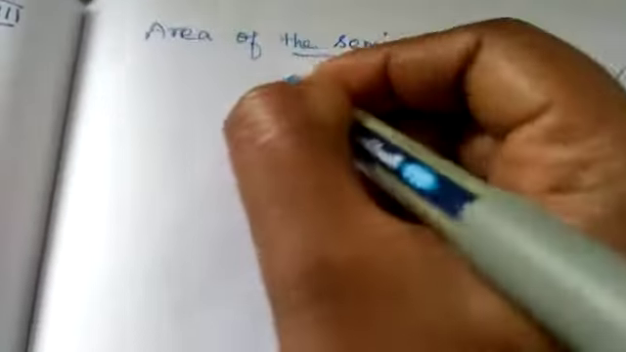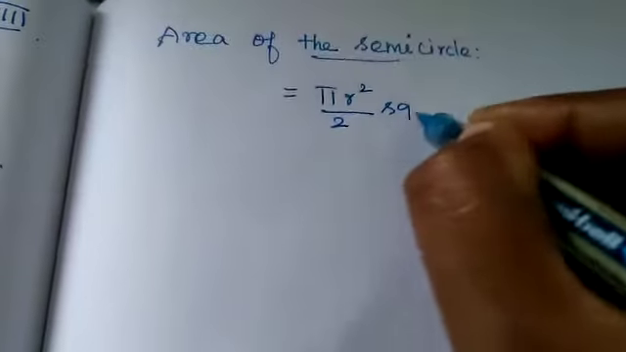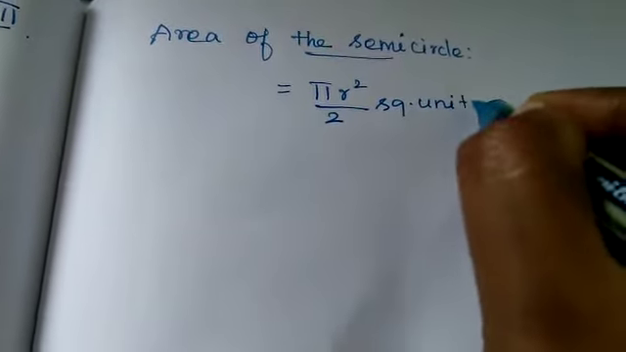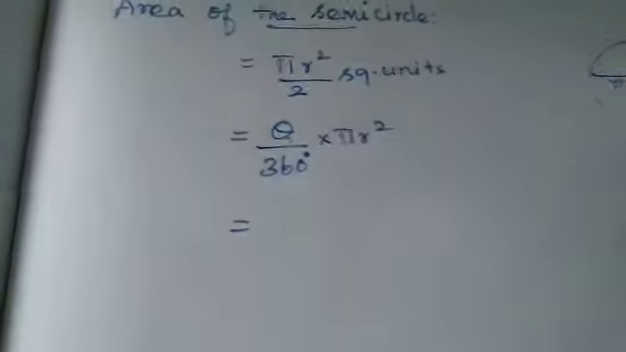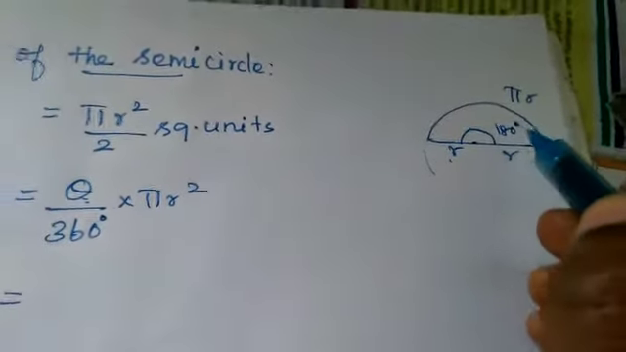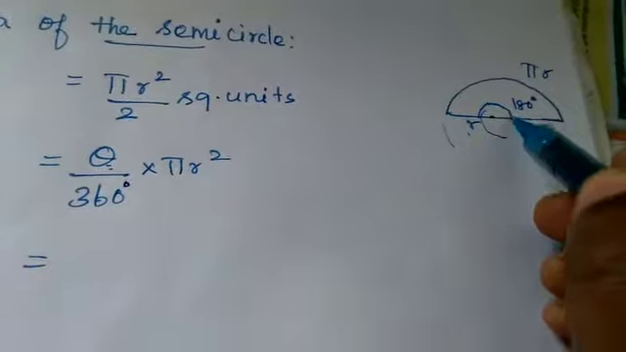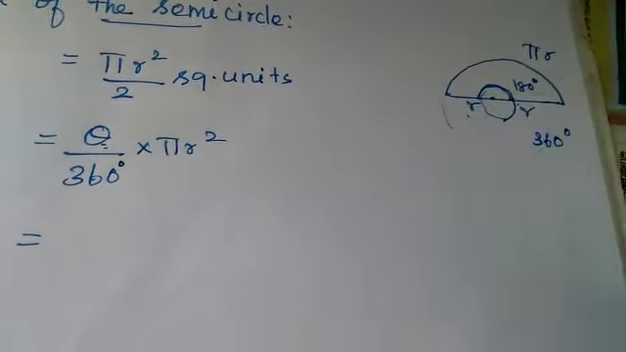Now how will you write the area of a semicircle? What is the formula? We know it is pi r square by 2 square units. The area is half. Now how will you write it in sector form? In sector, theta by 360 degree into pi r square. Now what is the value of theta for a semicircle? The theta is 180 degree. For a complete circle, the theta value is 360 degree. For a semicircle, 180 degree.